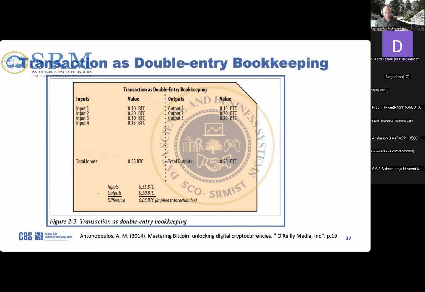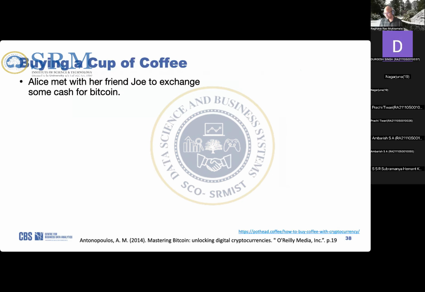If I'm spending coins worth 55, then I can only create coins worth less than 55, and the balance will be the transaction fee. So in this case, we have 0.55 bitcoins as inputs, and the total outputs is 0.50 bitcoin. So the difference is implied as a transaction fee.